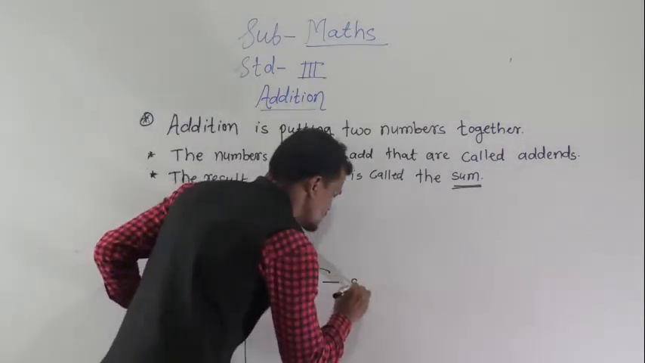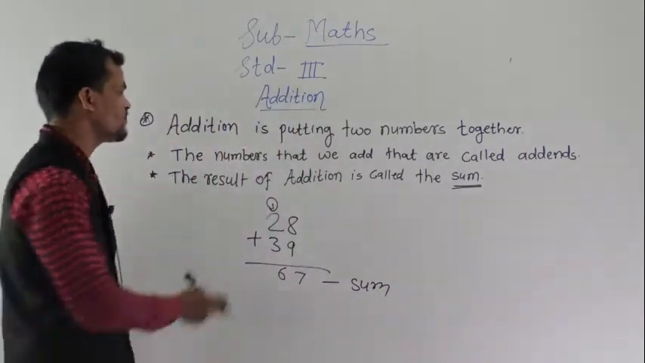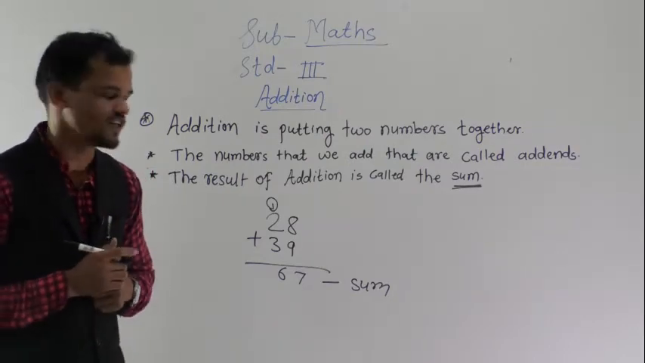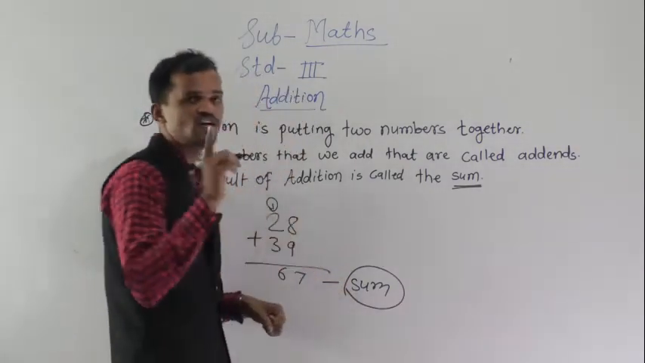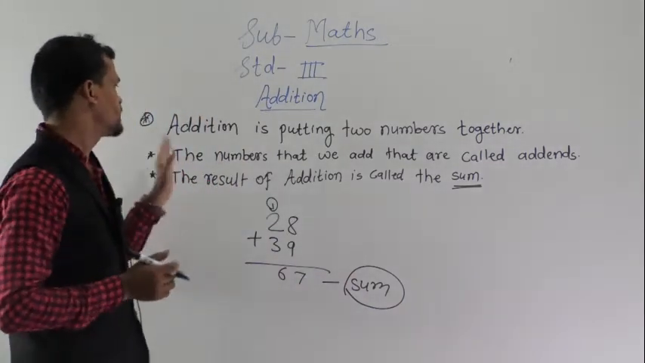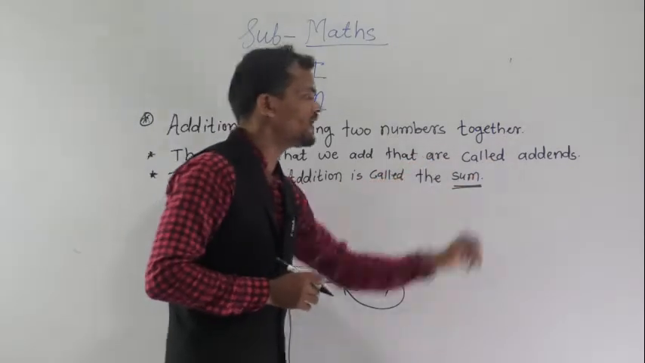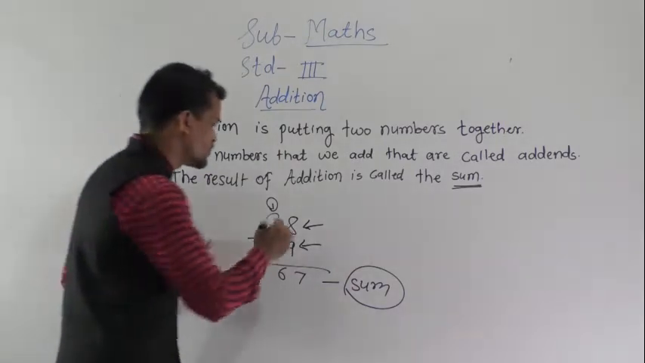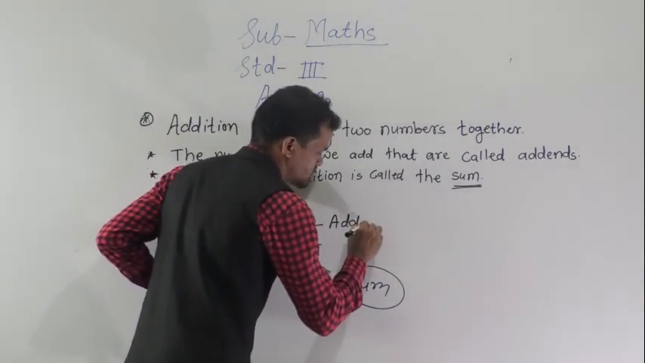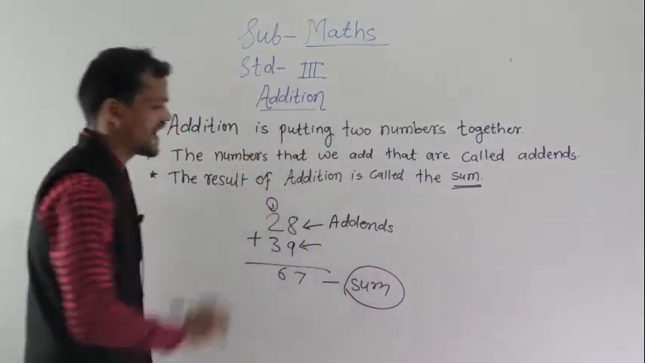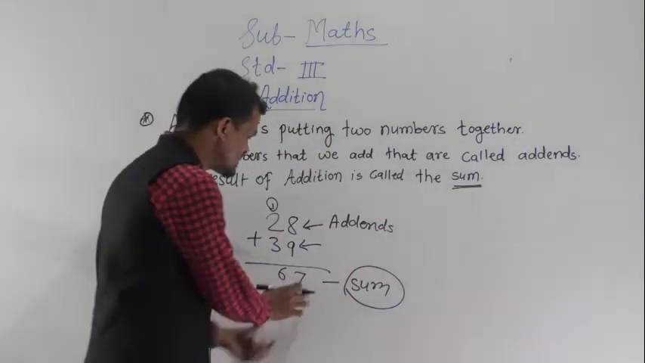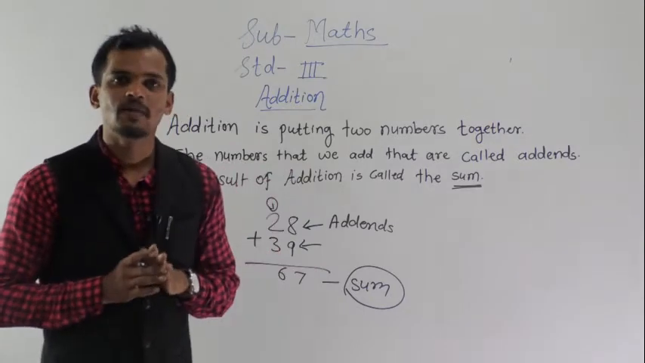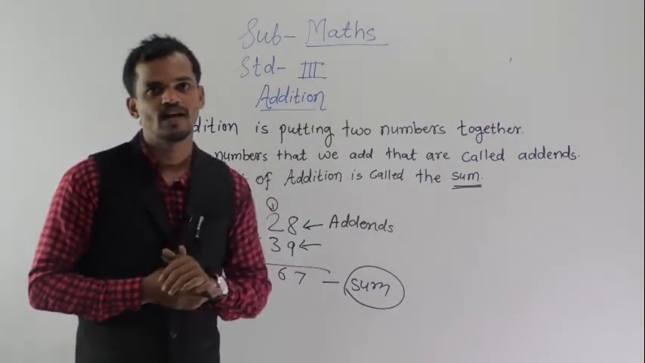67 is the sum of 28 and 39. So the result of addition is called the sum. The numbers that we add are called addends. Which numbers did we add here? These two numbers we added, so these two numbers are called addends. And the answer of addition is called the sum. So these are the basic terms regarding addition.